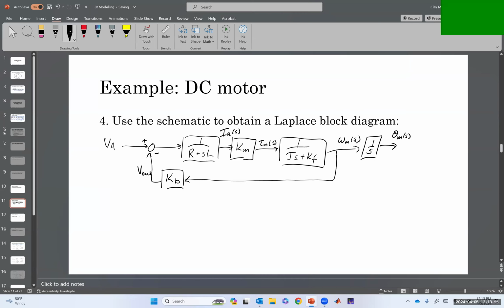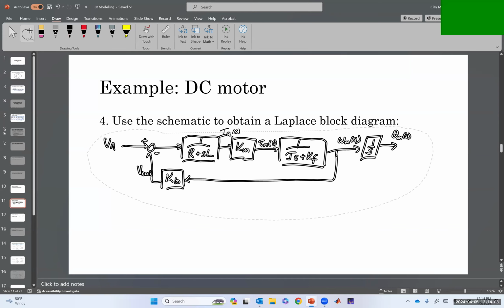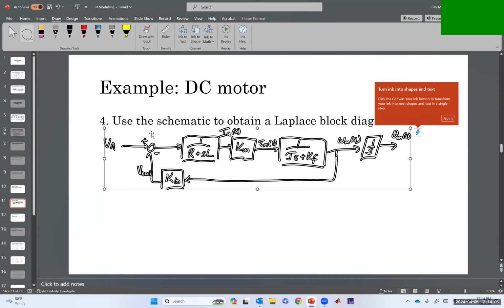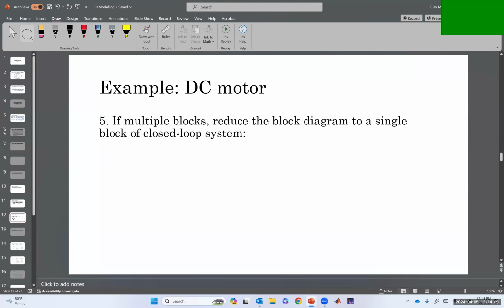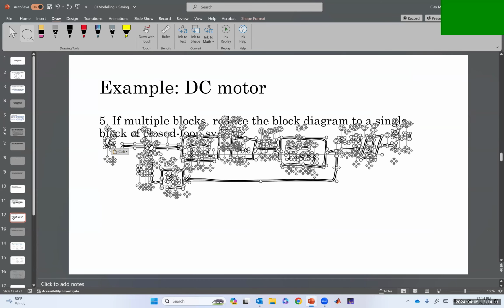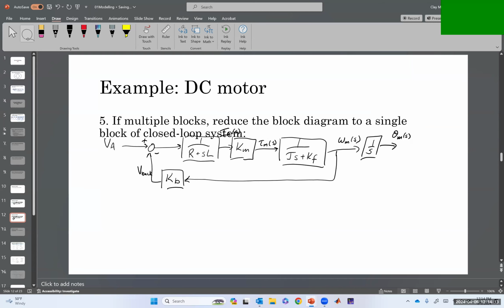So let's, and then the next slide, I don't know, I hope I can copy, that'd be nice. Look at that technology. Copy. Paste. Perfect.